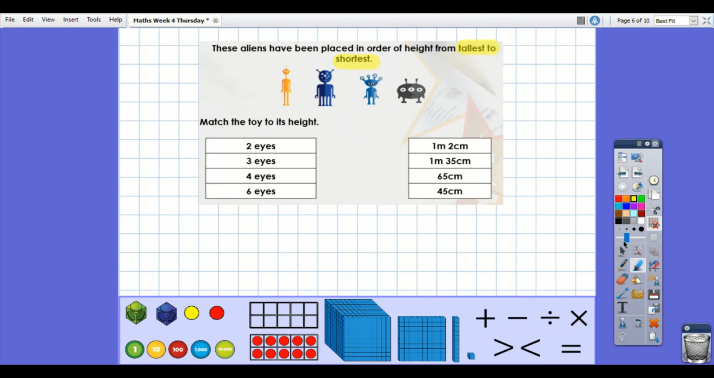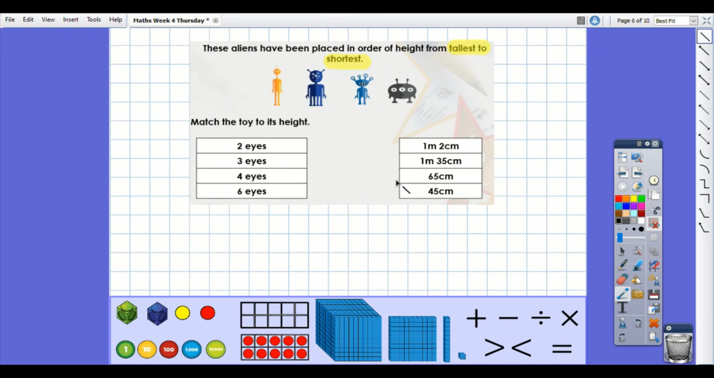So who is the tallest alien? It's 2 eyes. So 2 eyes is the tallest. So which is the biggest measurement? It's 1 metre and something because I know that 1 metre is 100 centimetres and 35 is bigger than 2. So 2 eyes is 1 metre and 35 centimetres. We've then got 6 eyes. So 6 eyes is the next tallest.